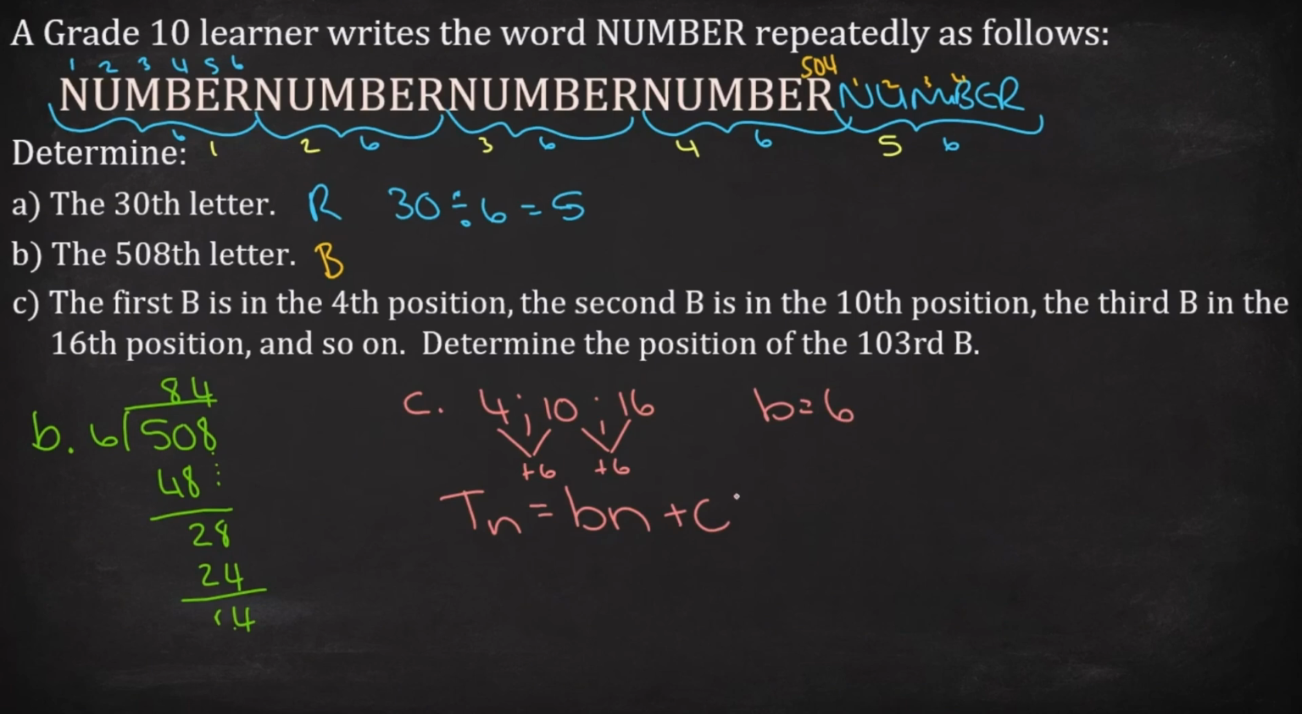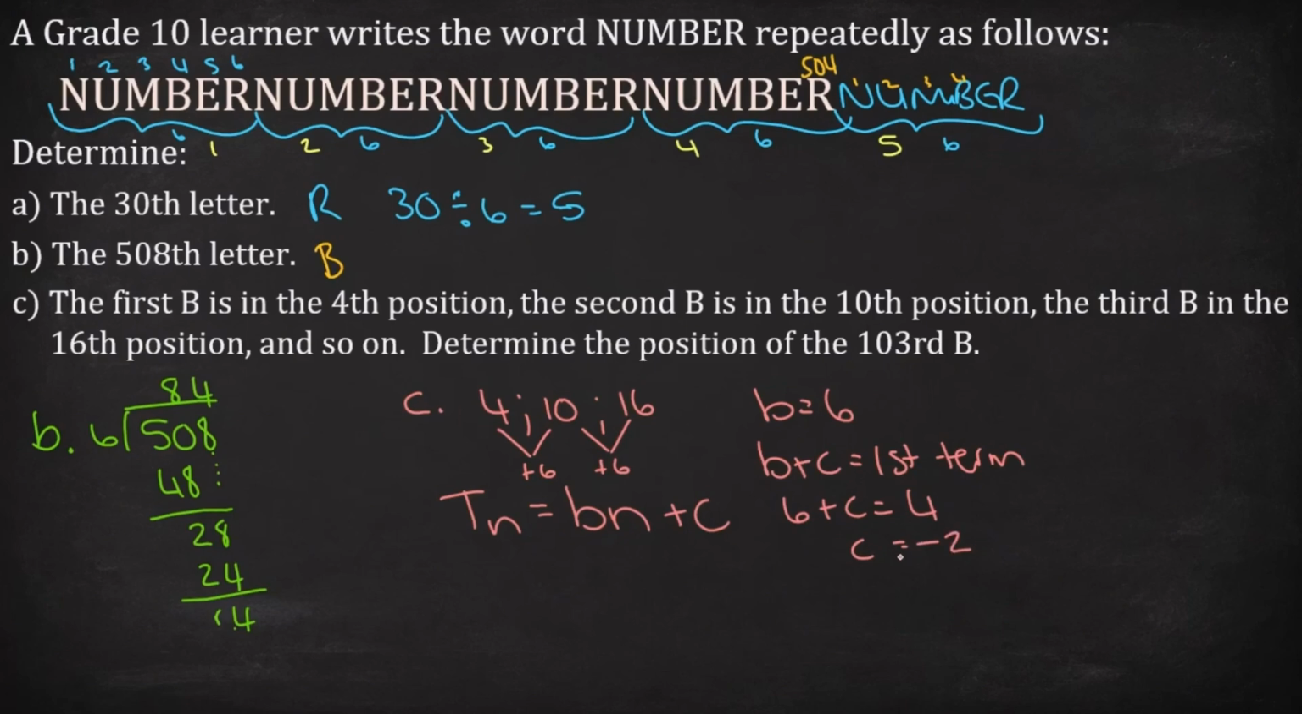And to find C, we have to add B and C and equate it to our first term. Now let's substitute. B is 6 plus C equals, and then the first term of this pattern is 4. Now I'm going to subtract 6 from this side of the equation to get C on its own, and that gives us 4 minus 6 is negative 2.